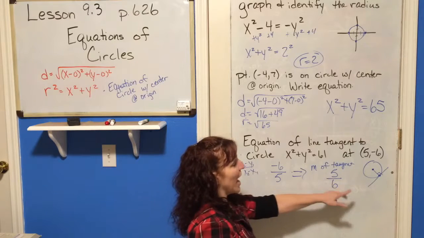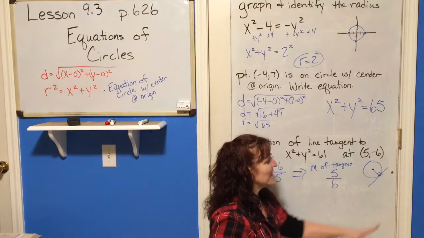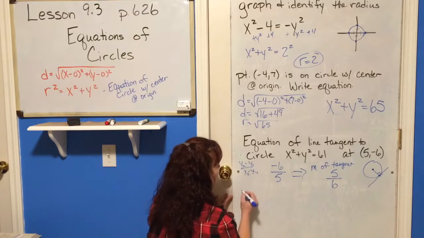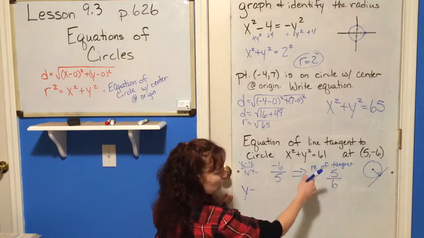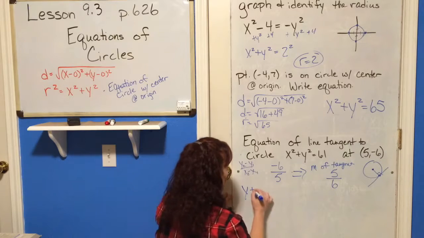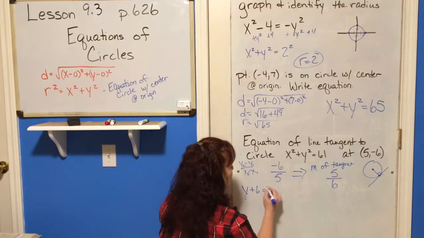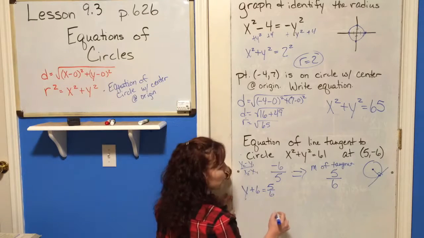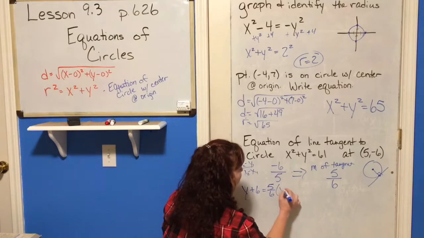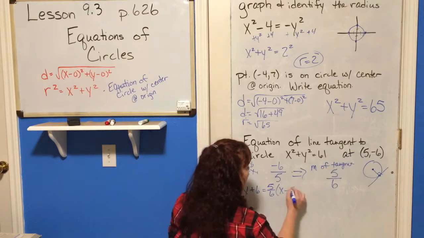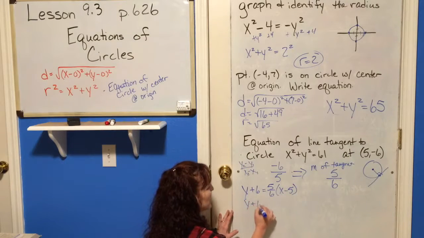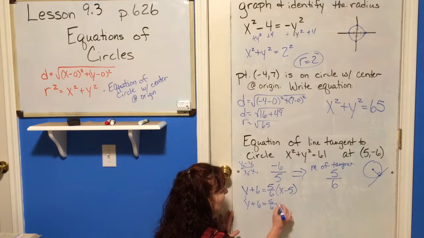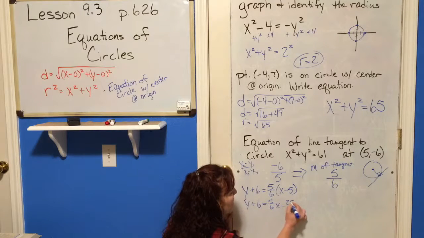We have the slope, and we have a point on this line. So we're going to use the point-slope form. So y minus the y, minus -6 is +6, equals, there's your slope, 5/6 times x minus your x, which is 5. And now just work it through. So y plus 6 equals 5/6x minus 25/6.